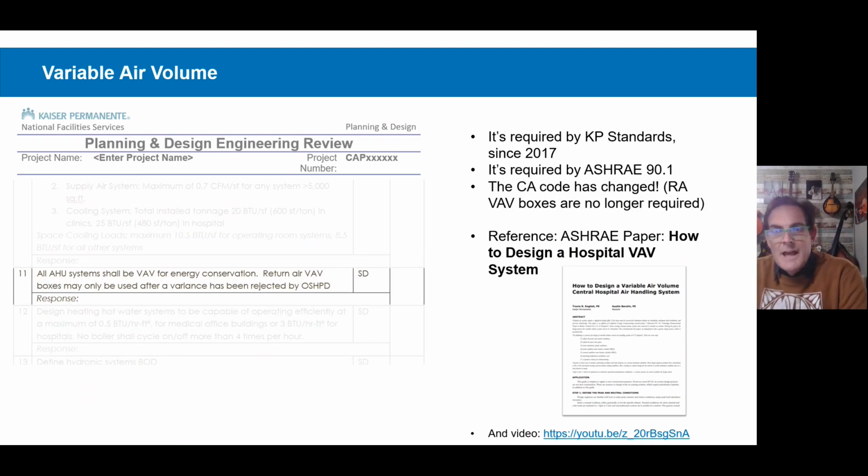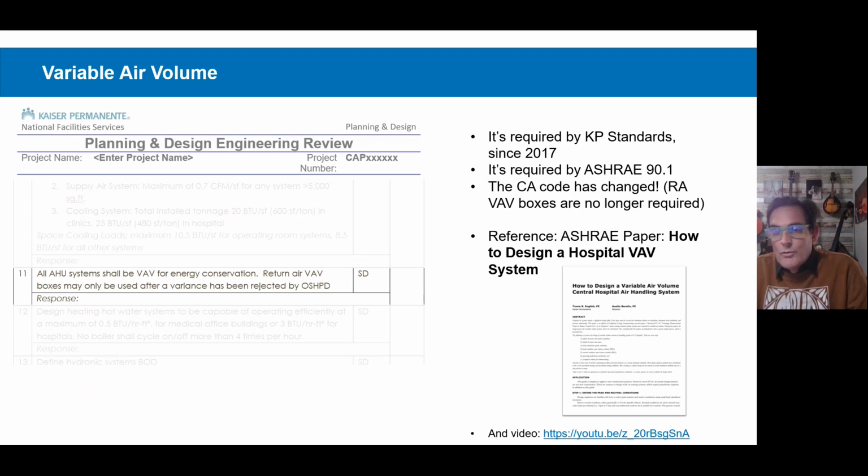The next one is VAV. I think, or I hope, that we're done with the era of constant volume systems being acceptable. Prior to 2020, OSPOD used to require VAV boxes in every zone that you did VAV in, return air VAV boxes, I should say. But now that code has changed, and so we really want to do VAV anywhere and everywhere. Overnight turndown is part of VAV. That's a form of VAV. We almost always want to be doing that.